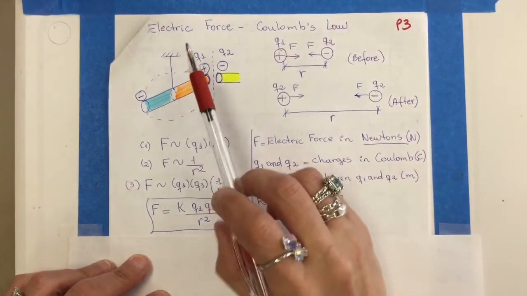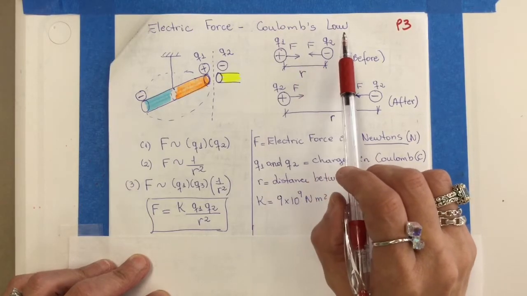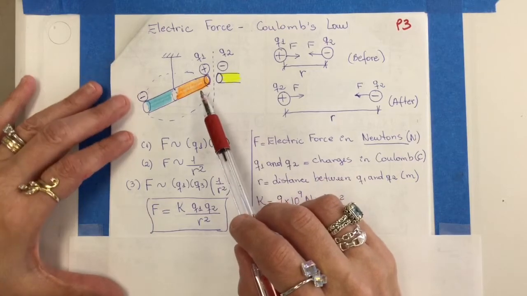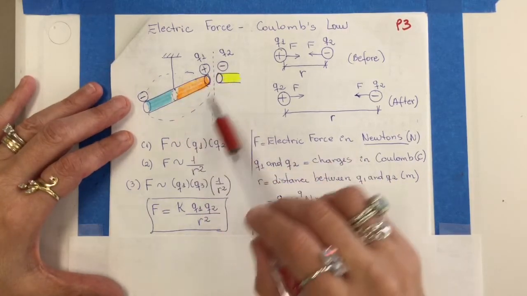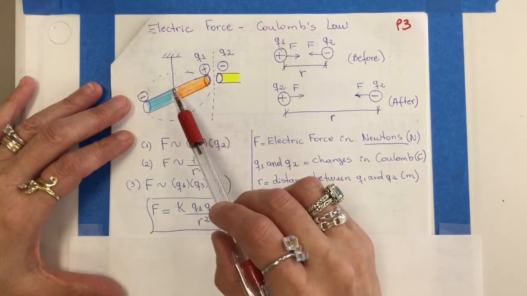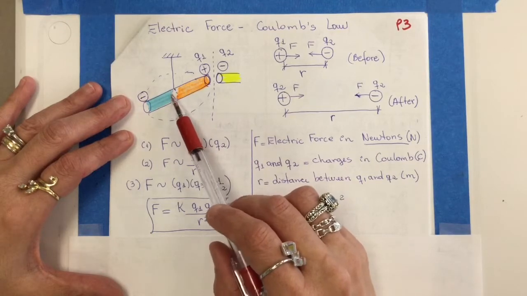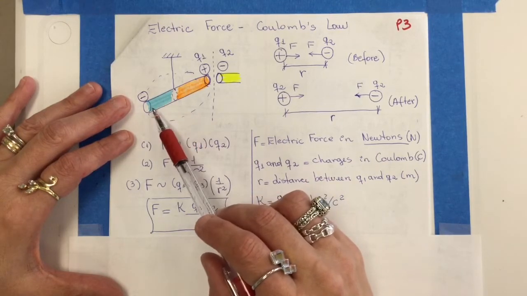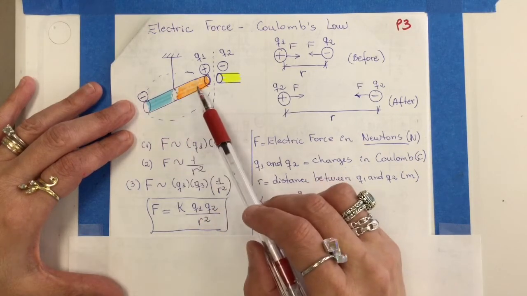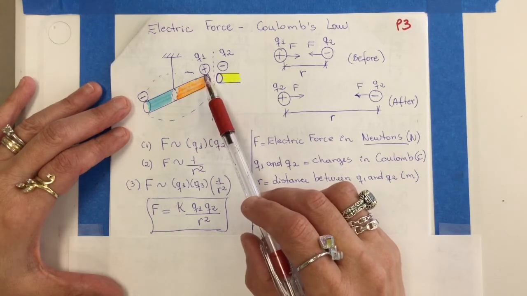The nature of the electric force, also known as Coulomb's law. So Coulomb's law can be understood by describing what you see in this picture. Here you have a rod suspended by a string, and on one side of this rod we have a material that is more negatively charged, and on the other side a material that is more positively charged.